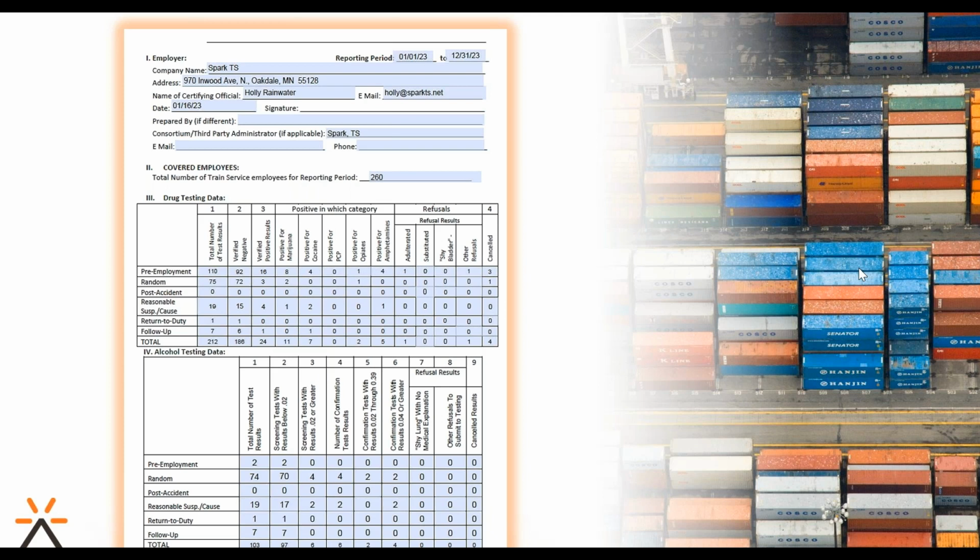And in this situation, we have, I think, 260 covered service employees. And just because you're not an FRA regulated employer doesn't mean you can't do an internal MIS report. I encourage you to take a look at what's happening in your company. See how many employees you have, do the numbers, do the math, make sure that everything is looking proper when you go through your MIS report. Let's take a look at this MIS report and see what we can find.